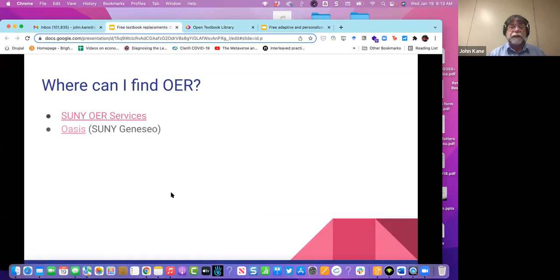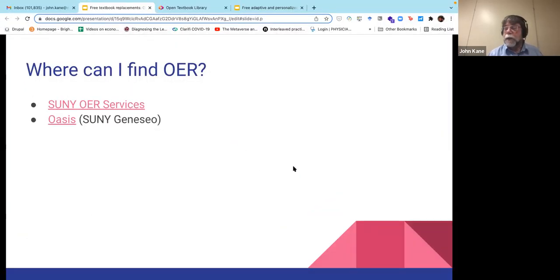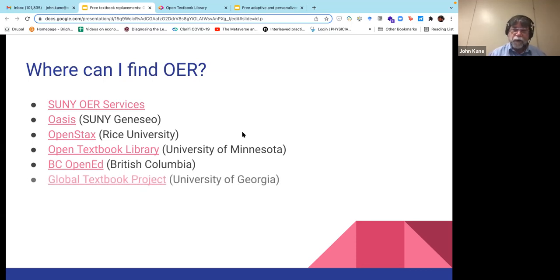At SUNY Geneseo, there's the OASIS website, which has a search tool that will let you search for OER materials. OpenStax is one of the largest sources of OER textbooks. It's provided through Rice University. The Open Textbook Library at the University of Minnesota also contains many free textbooks. BC Open Ed, British Columbia, has open textbooks. The University of Georgia has resources from the Global Textbook Project.